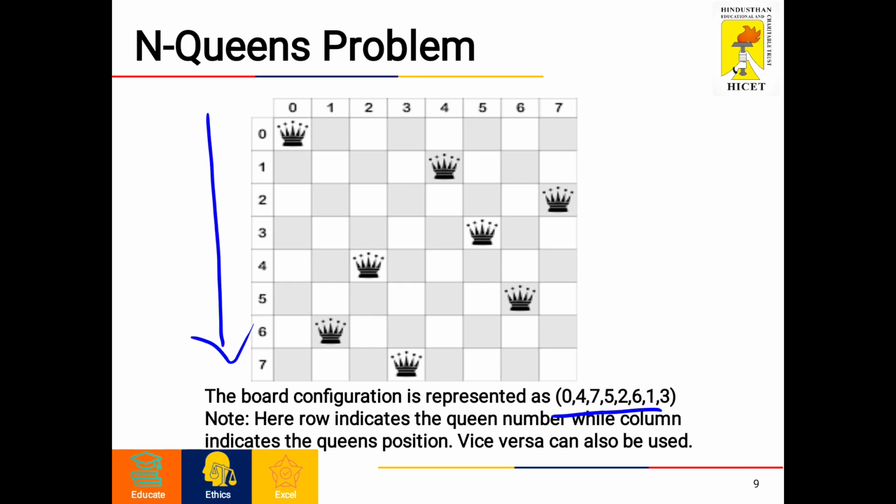The row represents the queen number and the column represents the queen's position. So Q0 here is placed in the 0th position.